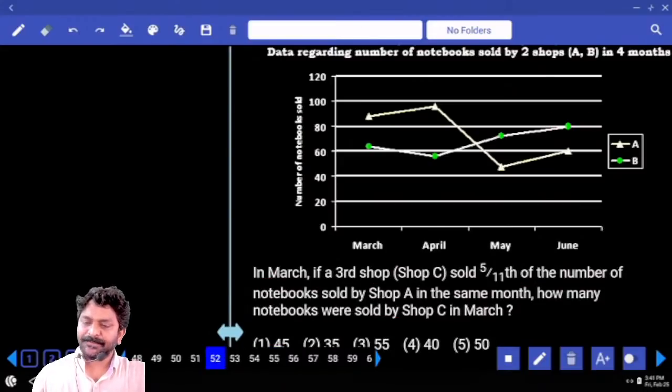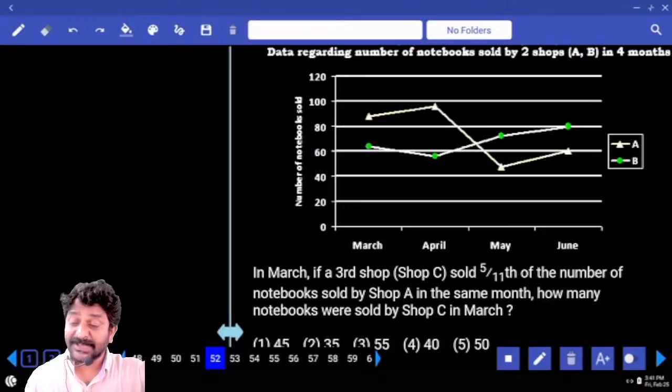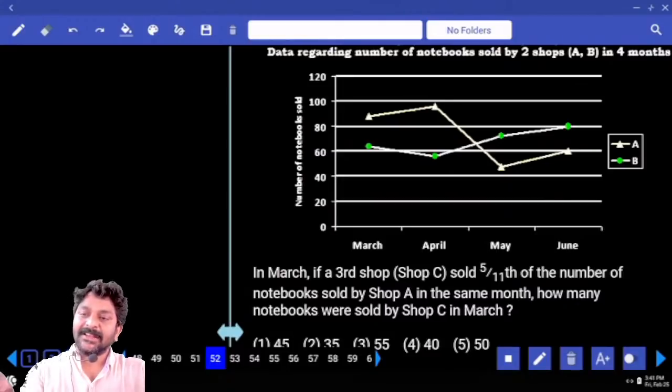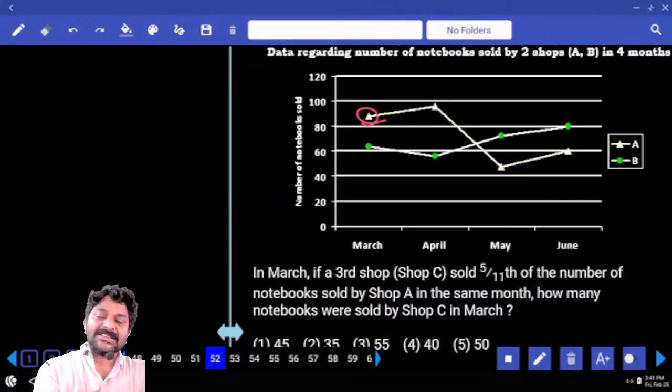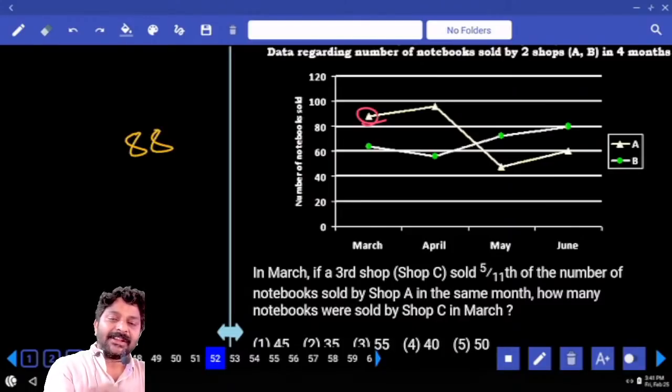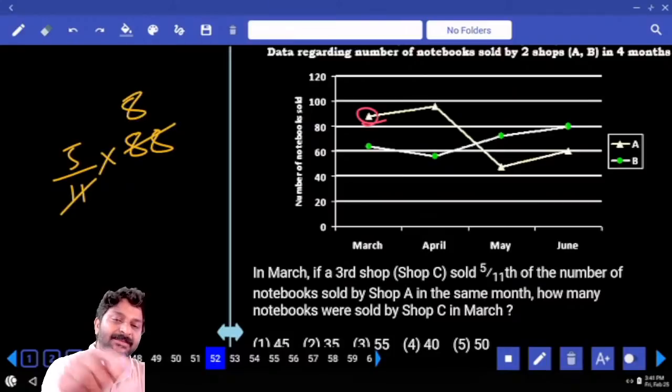In March, if a third shop C sold 5/11th of the number of notebooks sold by A in the same month. March, A, white color, triangle, come on. This is 88, and we need to calculate 5/11. 11 how many times? 8 times. 5 into 8, 40.